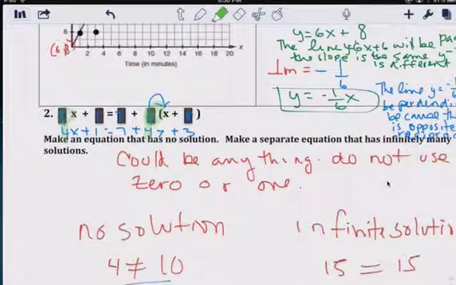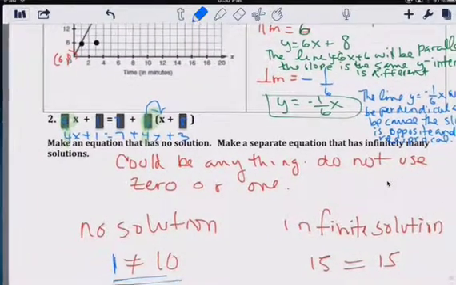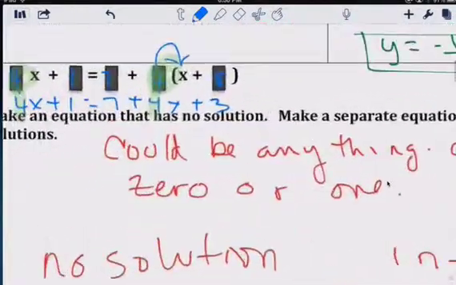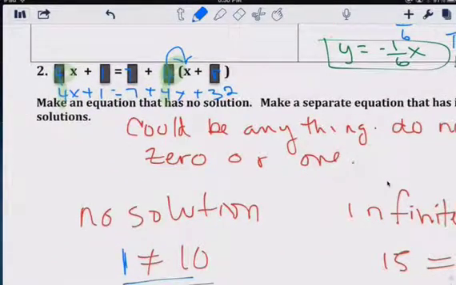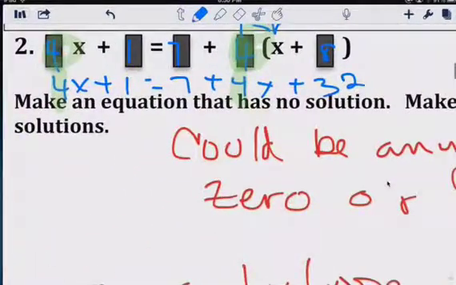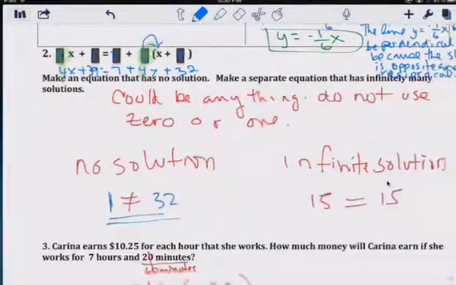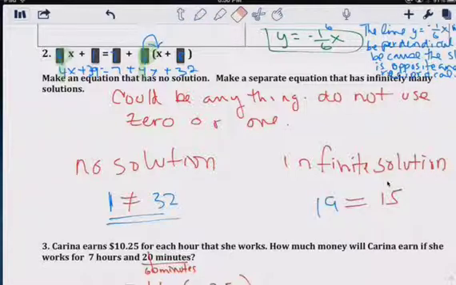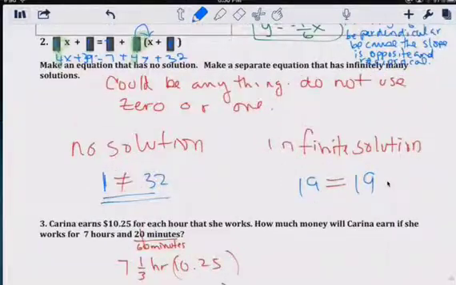They're going to be no solution. That would get you basically a 1 and a 10, like that. Infinite, same thing. The coefficient is the same, but these add up to 32. Okay, but these add up to 39, so this has to also be 39 right here. That way, instead of 15 equals 15, you get 19 equals 19. Remember, the coefficient needs to be the same for infinite and no solution.